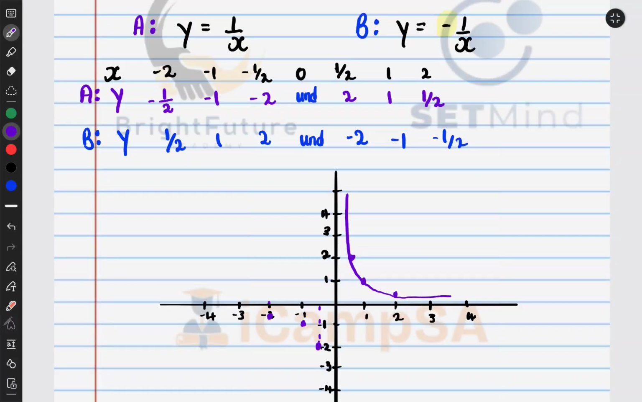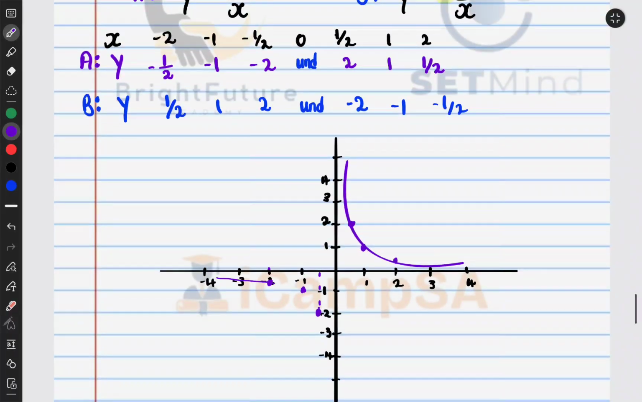And let's join our branches. Let's connect our points. That one doesn't fit very nicely. Don't know why it doesn't fit. Okay, but yeah, you get the point. So those are your 2 branches.